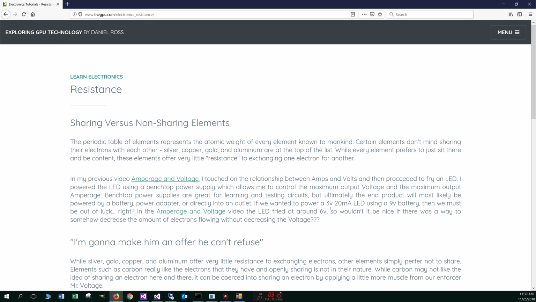If we want to power a 3-volt 20 milliamp LED, which is what I fried back here on this one here, using a 9-volt battery, then we must be out of luck, right? Now, in the amperage and voltage video, the LED fried at around 6 volts, so wouldn't it be nice if there was a way to somehow decrease the amount of electrons flowing without decreasing the voltage?